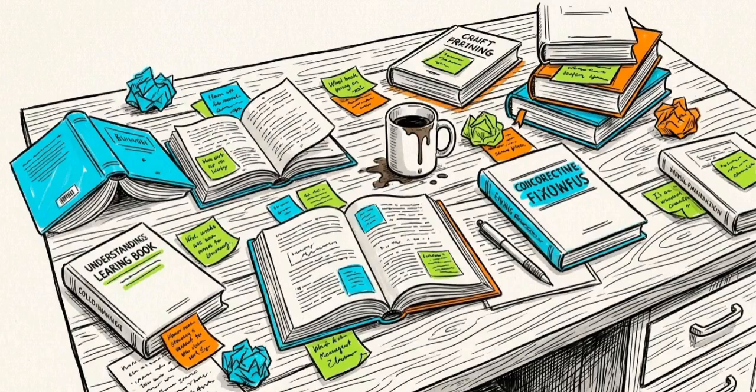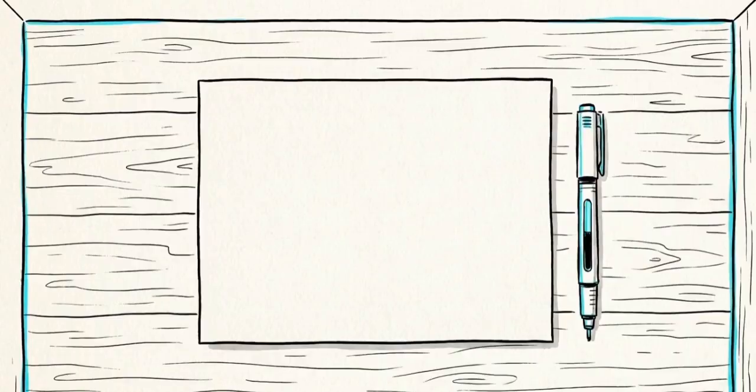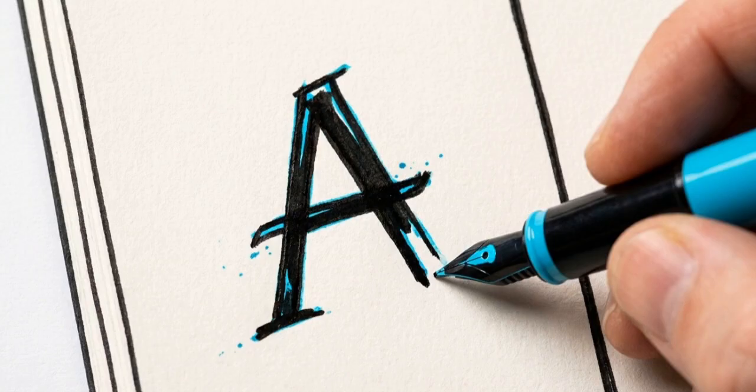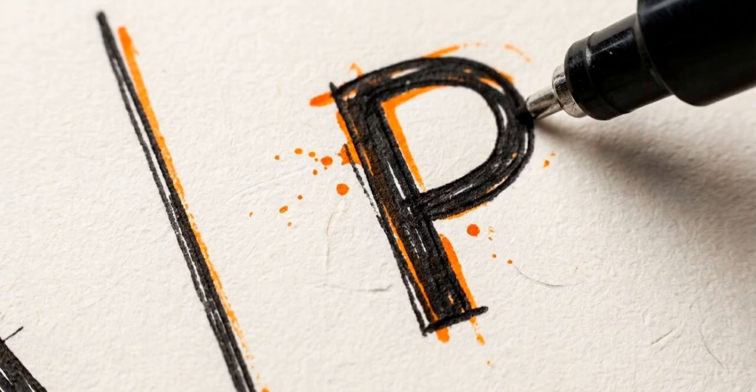Step 1 is the physical setup. Clear away any clutter from your workspace and place your blank piece of paper and pen directly in front of you. Take your pen and draw a bold, vertical line straight down the center of the page. At the top of the left column, write a large A to stand for active. At the top of the right column, write a large P to stand for passive.